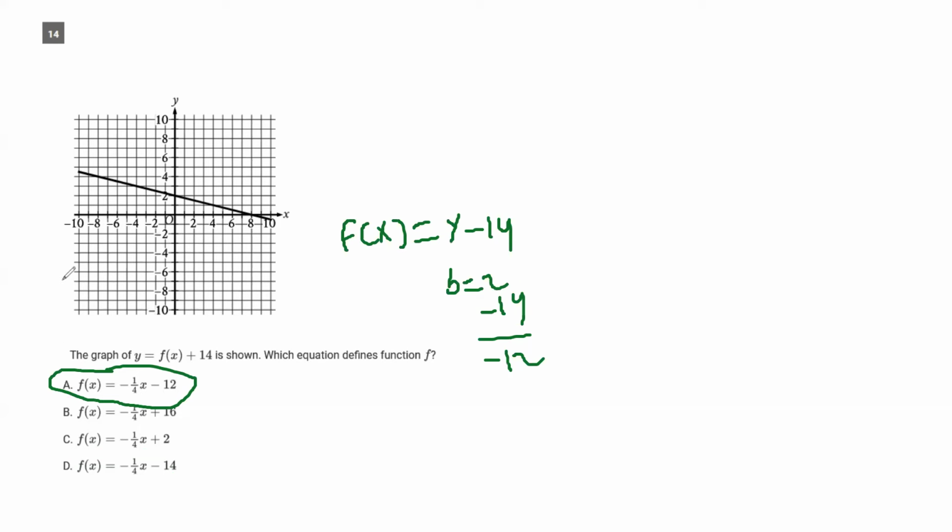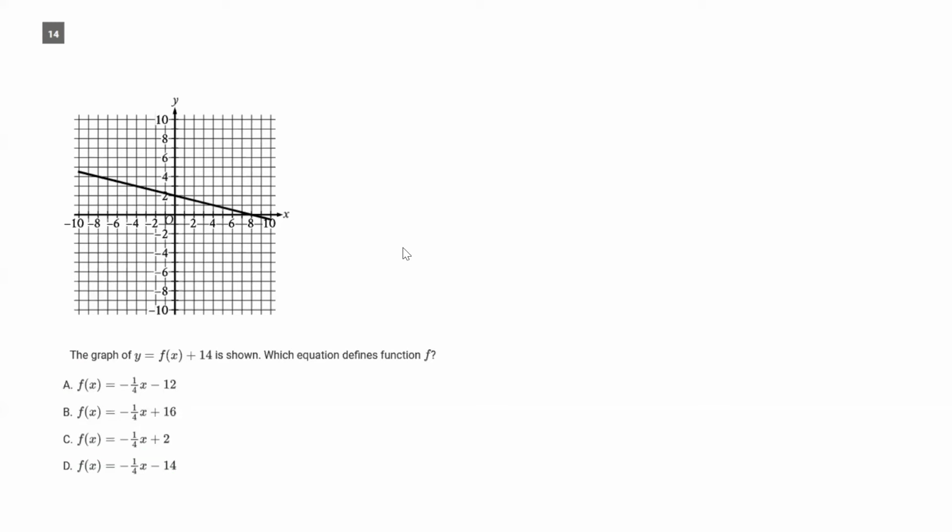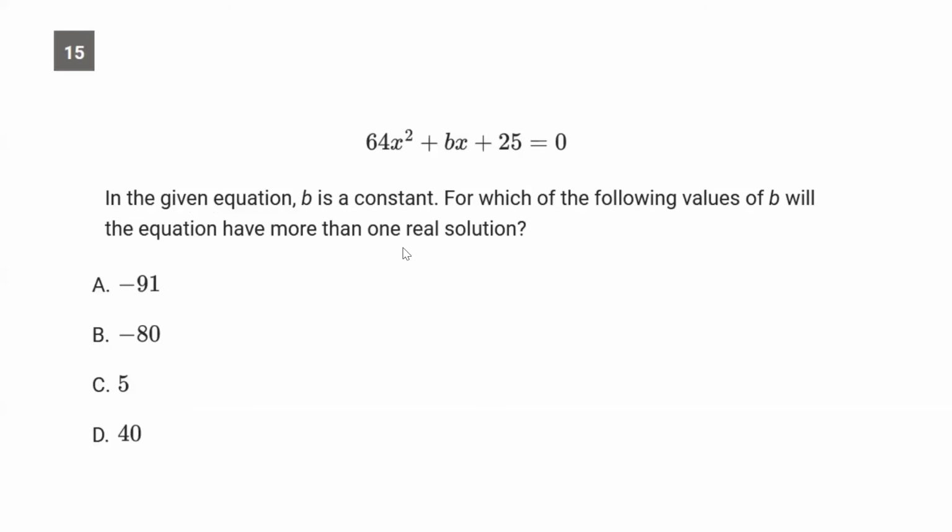Okay, so now let's go to 15. 64x squared plus bx plus 25 equals 0. In the given equation above, b is a constant. For which of the following values of b will the equation have more than one real solution?